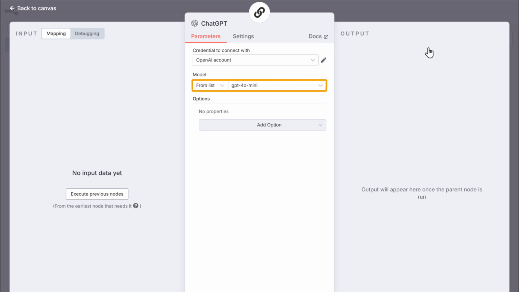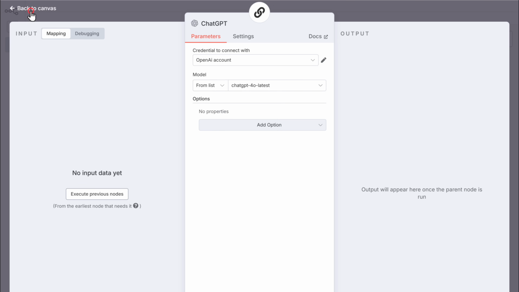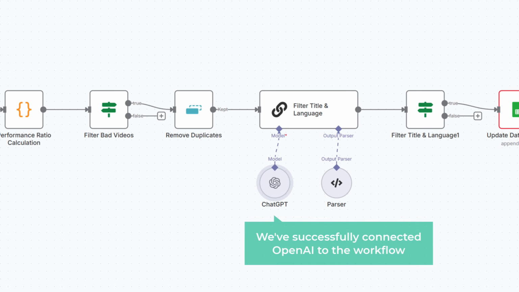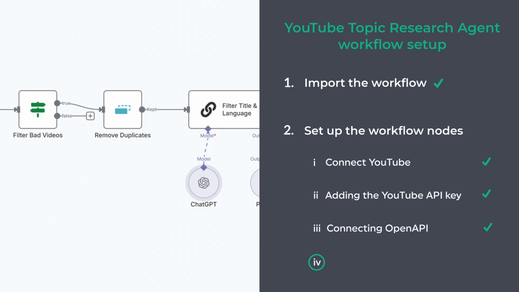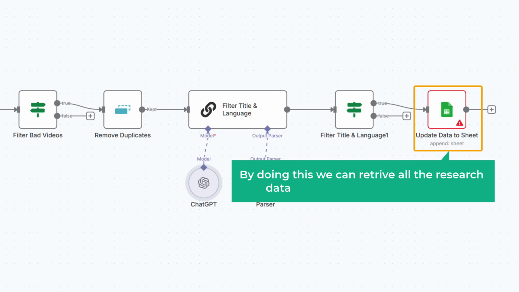Next, let's choose the GPT model. So just click here and choose the latest GPT model. Now let's go back to the workflow and check how it is. Here you can see the warning signs have been fixed and we've successfully connected OpenAI to the workflow. So let's fix the last node by connecting Google Sheets with the workflow. By doing this, we can retrieve all the research data generated by this automation.